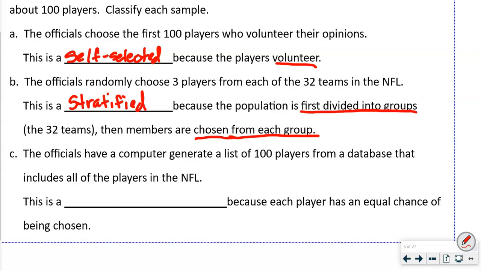So the next one, it says again, the officials have a computer-generated list of 100 players from a database that includes all of the players in the NFL. Notice that, all of the players in the NFL. So this one is going to be a simple random sample, okay? So this one's going to be simple random because it includes everybody, okay? And then 100 players from everybody are pooled.